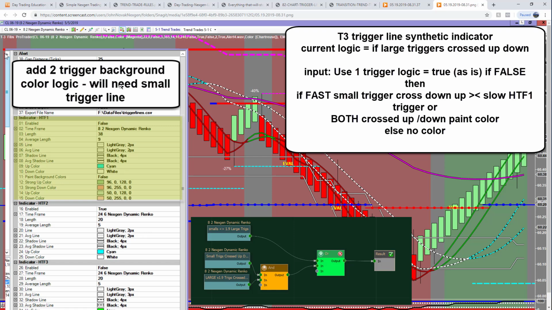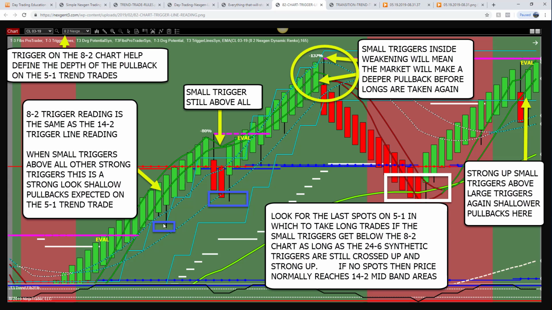What we're doing is we're taking the 8-2 triggers, and on an 8-2 chart, the 8-2 large triggers crossed up or down paint the background color. So that's already in the software. I've gone a little bit further and added a little bit of logic that says if the small triggers are above or below the large trigger, paint it green or red. That's the short version. Pretty easy. All that means is if the small triggers are above, it's going to be green on the 5-1 chart, and if they're below, it's going to be red.